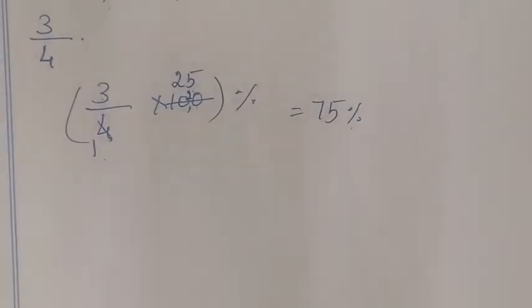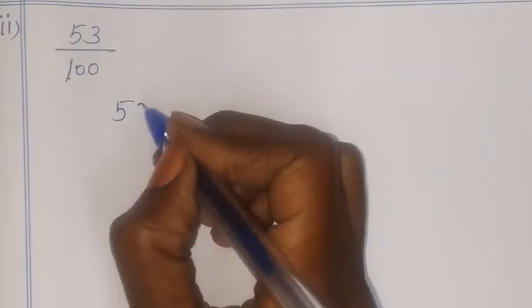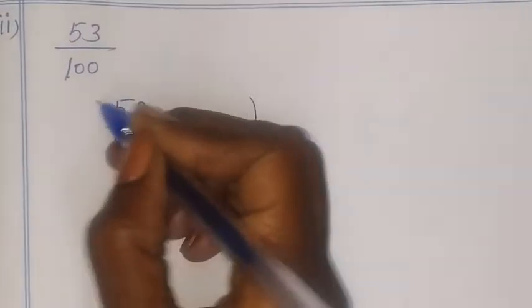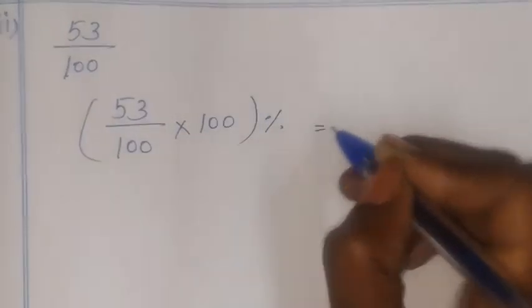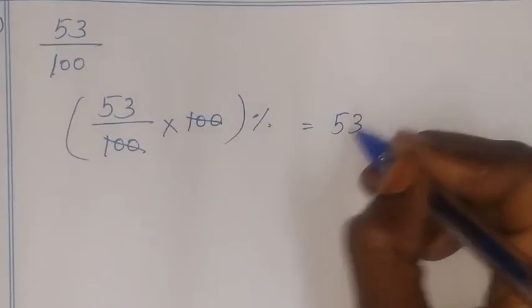That's all. See, the next fraction is 53 by 100. So what we have to do? We have to multiply by 100 to get the percentage value. That is equal to, 100 and 100 will get cancelled. So the answer is 53 percentage.